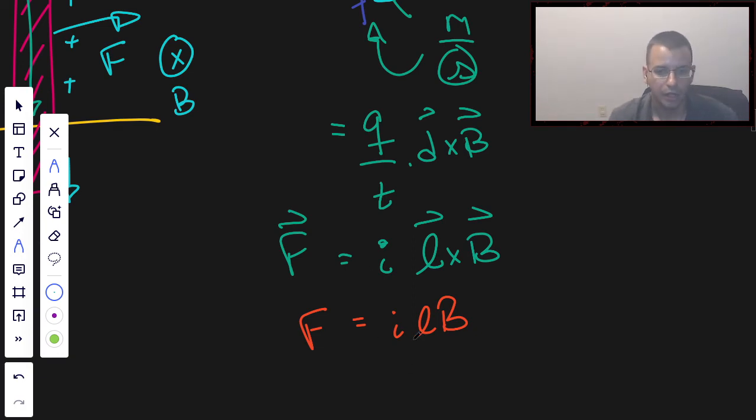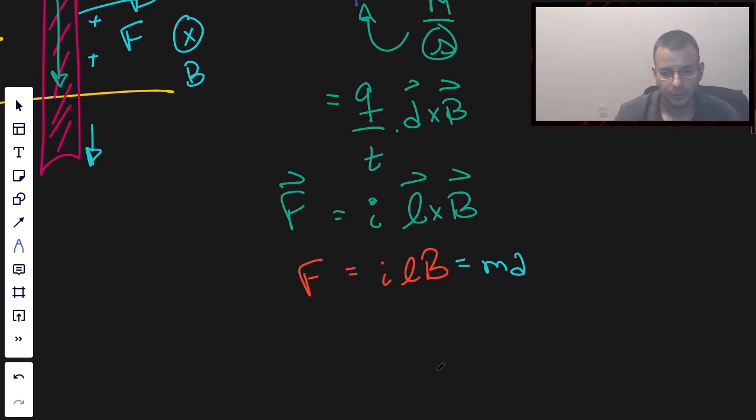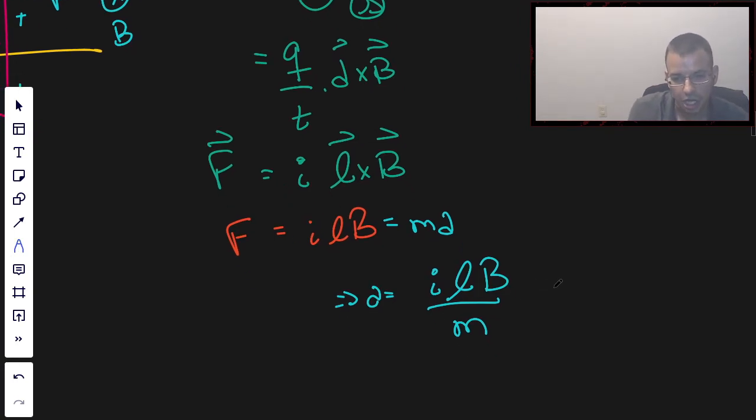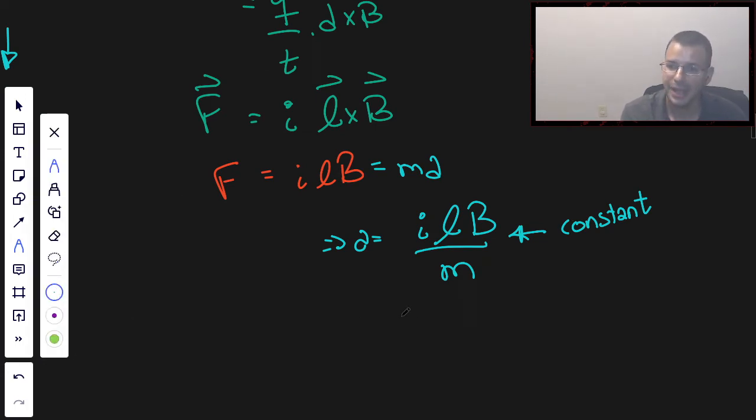F equals ILB. Now, from this point, force can also be defined as mass times acceleration. Therefore, we can get the acceleration out of this: acceleration equals current, length of the bar, magnetic field, over mass. And all of these are constant. What this gives us is a constant acceleration, and as soon as you hear constant acceleration, you're like, oh, kinematic equations.